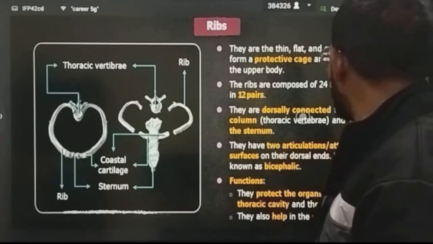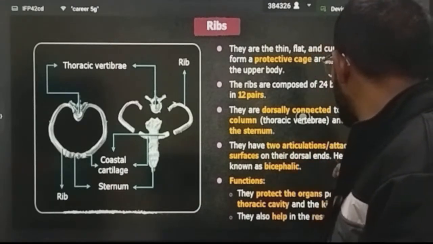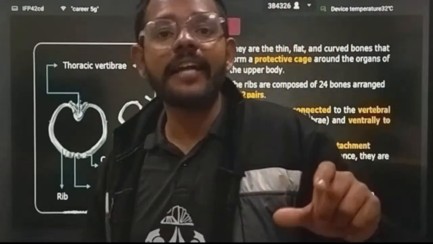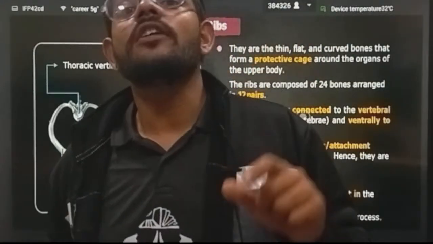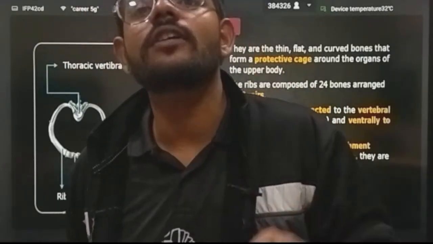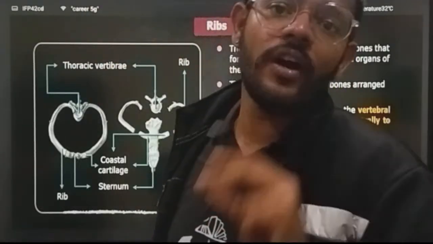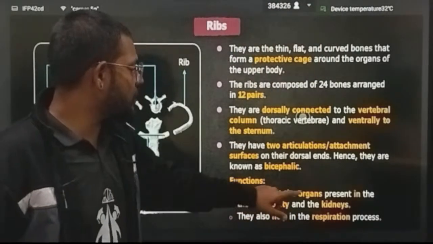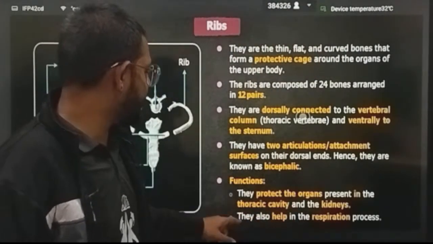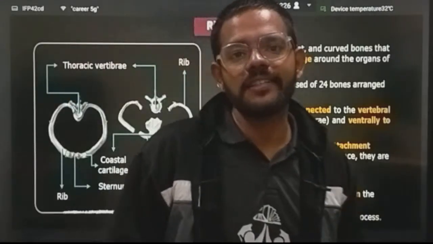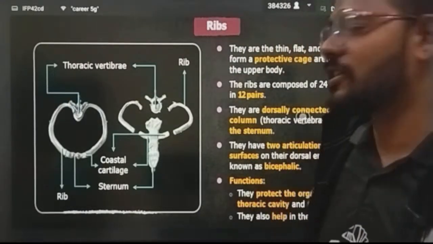They have two articulation attachment surfaces on their dorsal end, hence they are known as bicephalic. Dorsal end means the part which is going to be attached to your vertebral column. The head of the rib is attached with your vertebral column, it has two heads, that's why it is called bicephalic. Function: they protect organs present in the thoracic cavity and the kidney. They also help in the respiration process. Intercostal muscles are attached to the rib cage and do the action.